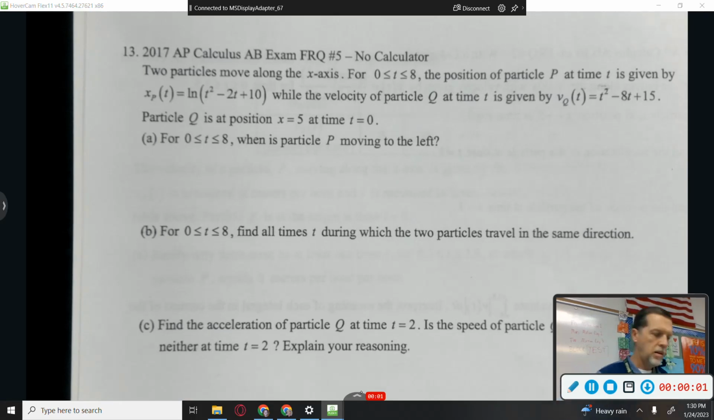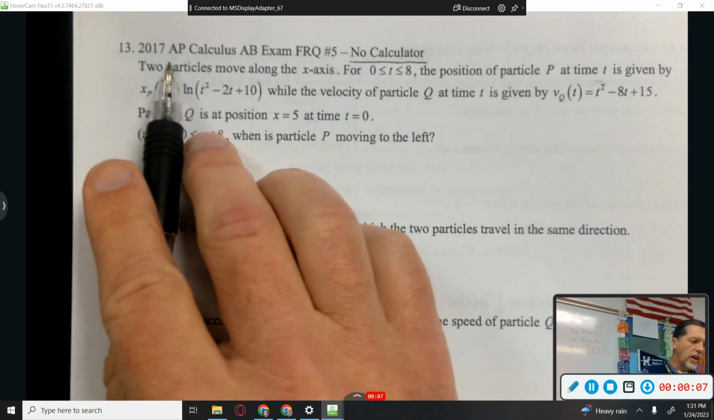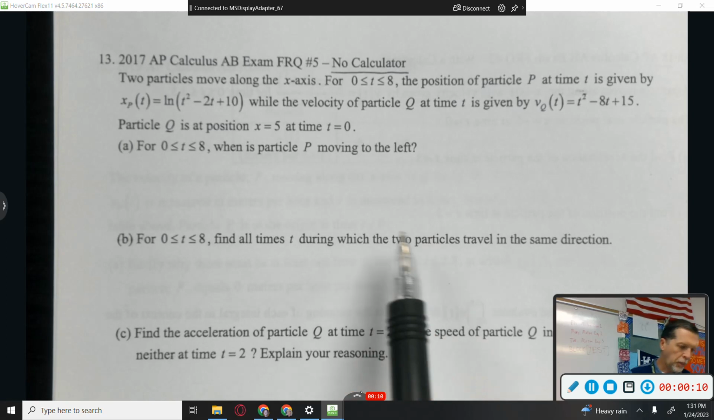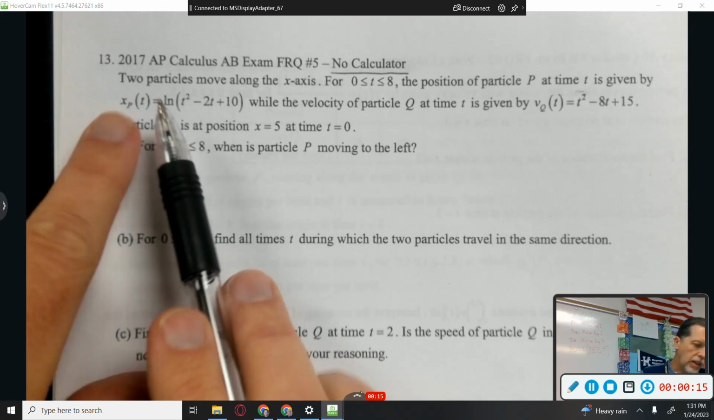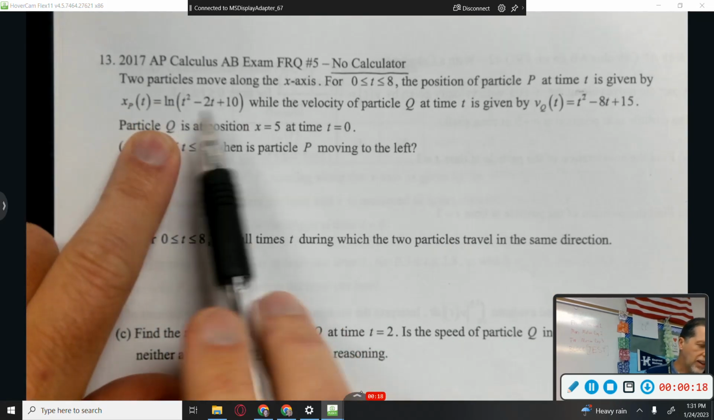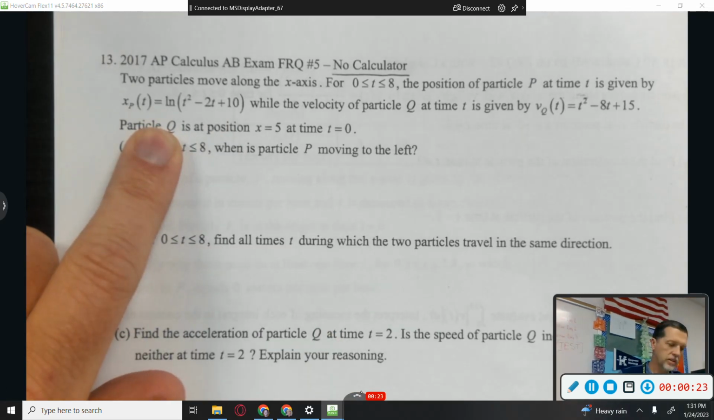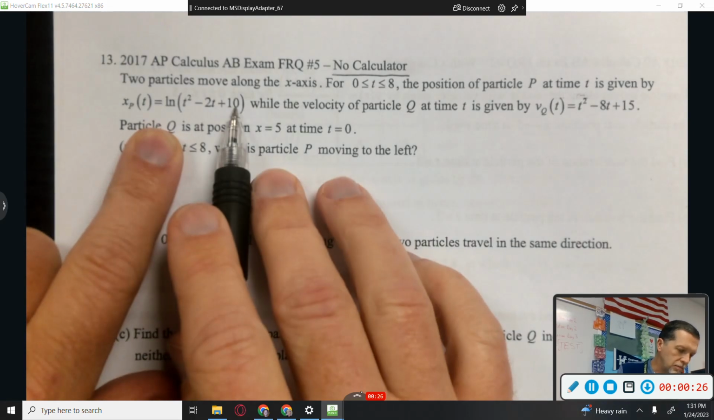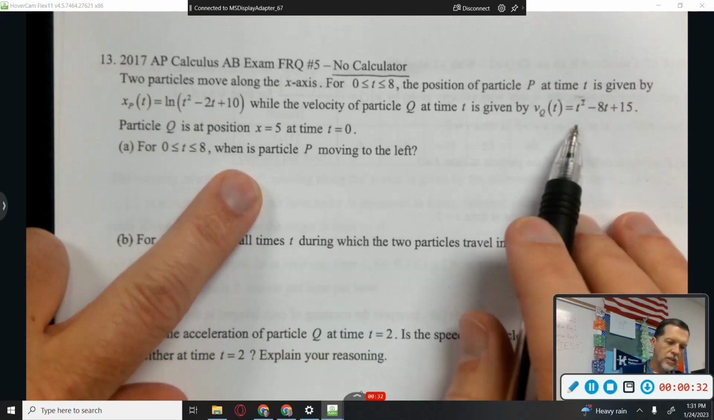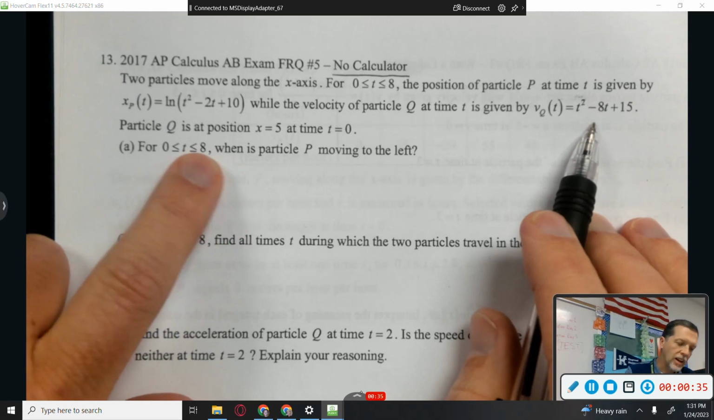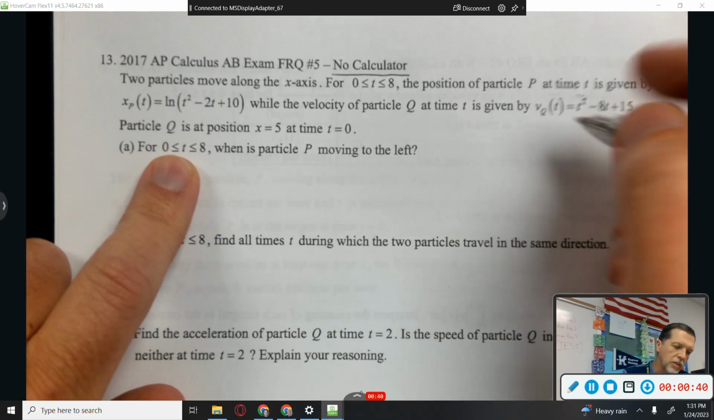Should be number 13, no calculator, from the 2017 AP test. Two particles move along the x-axis, 0 to 8. The x position is given by this thing, yuck, natural log, but the derivative of natural log is 1 over times chain rule, so okay. Velocity of particle q is a polynomial, so that's nice for taking derivatives and antiderivatives. Particle q is at x equals 5 when t equals 0.